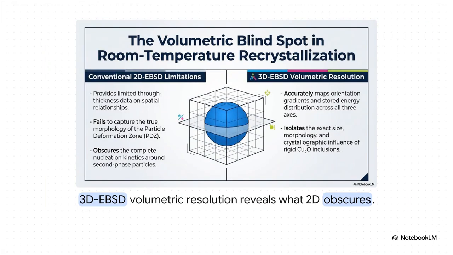Just look at this blue spherical representation. It immediately demonstrates the severe spatial limitations of a single 2D plane cutting through a volume. Look at that grid on the left. If your 2D slice only cuts through the very top or bottom of a nucleated grain, or, worse, misses the adjacent rigid particle entirely, your stereological assumptions are instantly skewed. The 3D volumetric resolution on the right is exactly what we need to actually see the stored energy distribution across the X, Y, and Z axes.